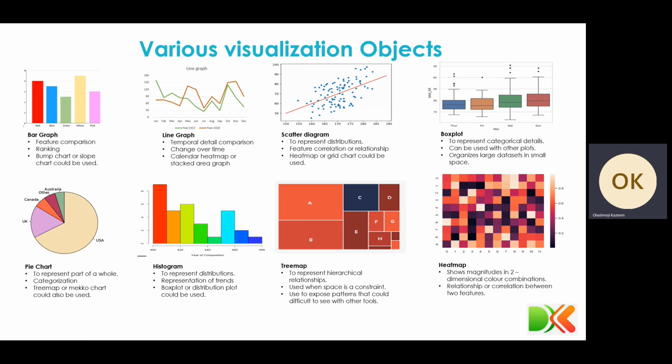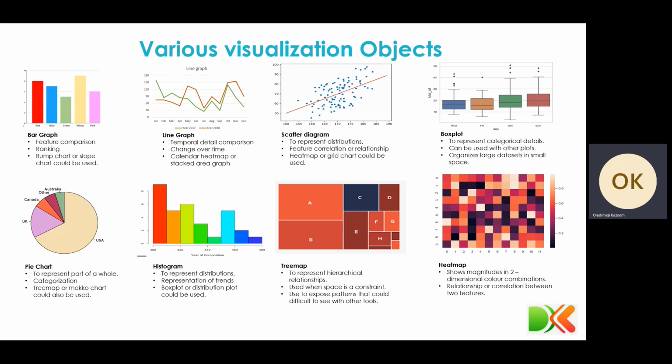What are the visual objects being used? There are visualization objects. There are so many of them. Every framework has its own visualization object, but some of these objects are common to all. The first of them is the bar graph.